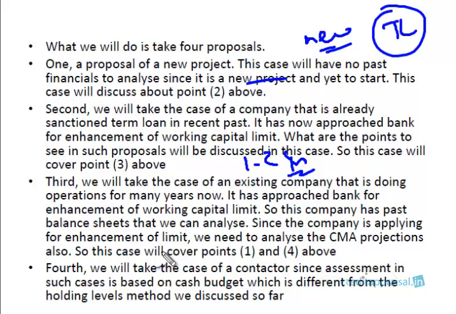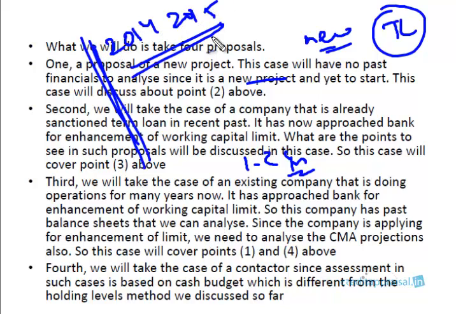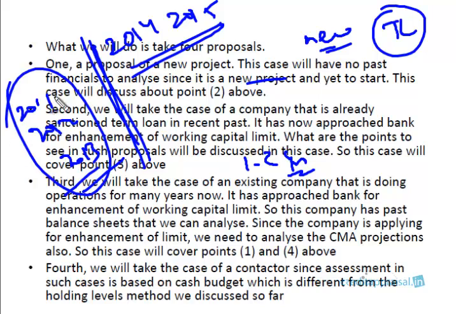Then we'll take an example of a company which has approached the bank for enhancement of working capital limit. So if a company has approached for working capital limit enhancement, it will submit CMA for the next 2 years. Existing 3 years analysis you have to do first of all in this case, and then you have to also take the projections and assess the working capital limit. So that will be one more case that we will be doing. We'll be assessing the working capital enhancement.